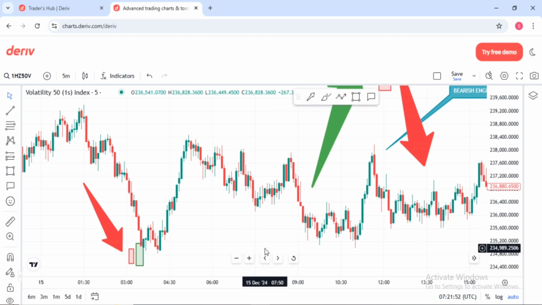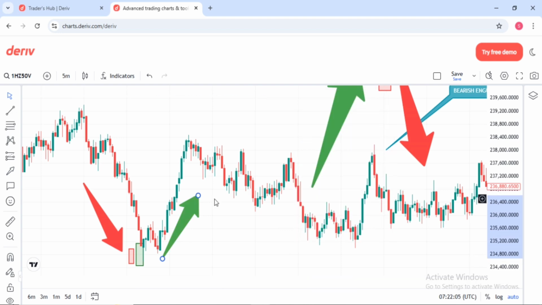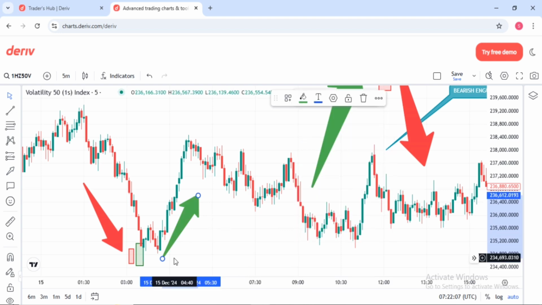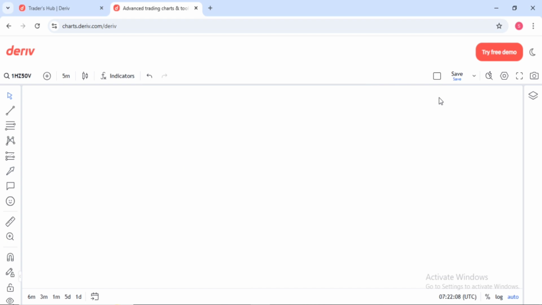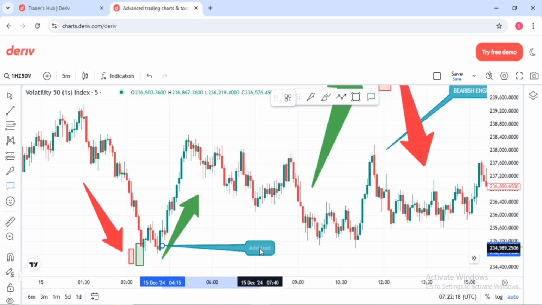So this shows a reversal in the market, and it signifies that there is going to be an uptrend. So it's the opposite of the bearish engulfing. Now this is what we are calling bullish engulfing.